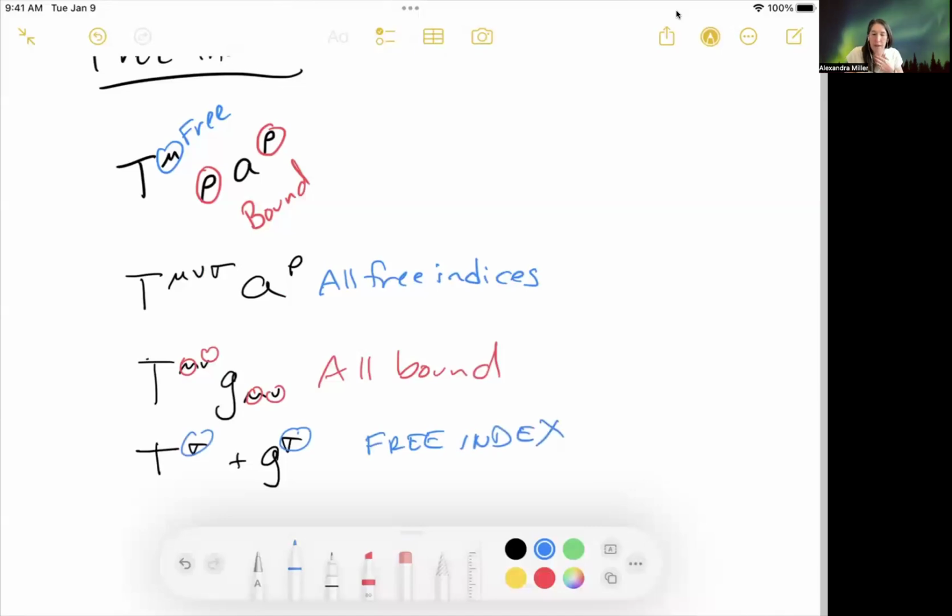Right? There's no summing going on. So one other way to really think about this is: is there a sum going on or not? And that will help you distinguish. All right, so that's the basics for free versus bound indices.